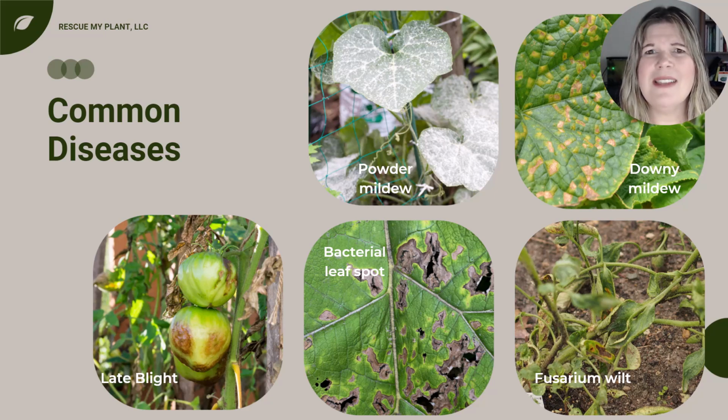Late blight is a devastating disease of tomatoes and potatoes, causing the leaves, stems, and fruit to get blotches that spread. Bacterial leaf spot causes small, water-soaked leaf spots on the older leaves of the plant. It affects cabbage, lettuce, pepper, and celery. Fusarium wilt is a fungus that lives in the soil that causes crops like sweet potatoes, tomatoes, melons, and beans to wilt and die. Keep in mind that there are many more diseases that I haven't mentioned.